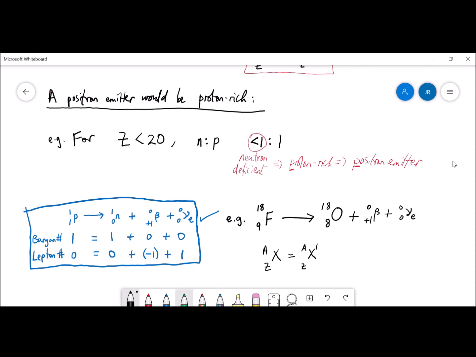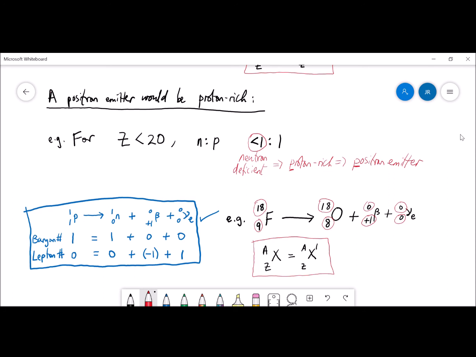So let's double check that we've followed this idea that we conserve mass. Okay, so I know that 18 must be conserved, so I have 18 on the left, I have 18 on the right, plus 0, that looks conserved. I've got 9 on the left, so I've got 8 on the right, plus 1 is 9, plus 0 remains at 9. So I've got conservation of mass.